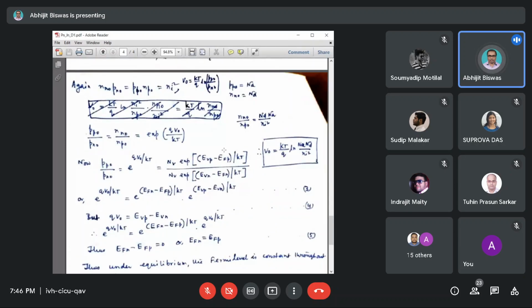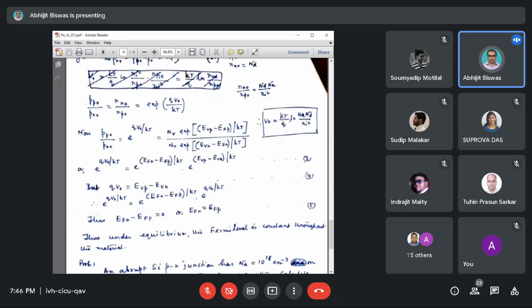Here is an alternate form of the same equation. Nn0 times Pn0, I have already discussed. Pp0 times Np0 is equal to Ni squared. Using this equation, you can transform it into other quantities for your convenience. But you must remember this equation also, V0 equals KT by Q ln NaNd by Ni squared. This is a very important equation and very simple to remember.